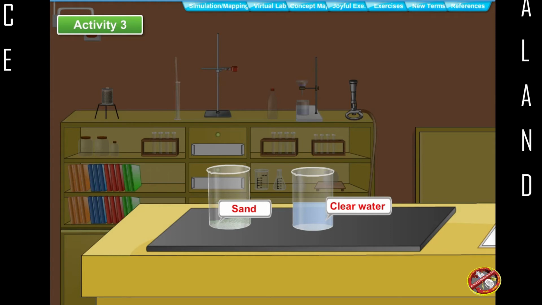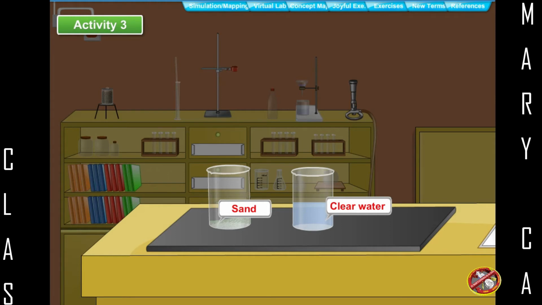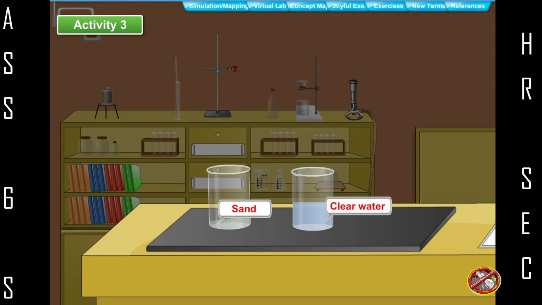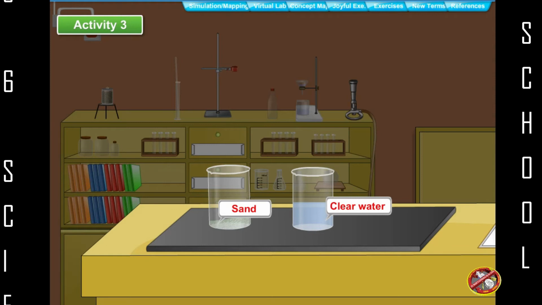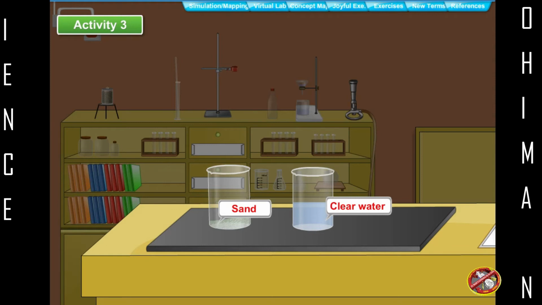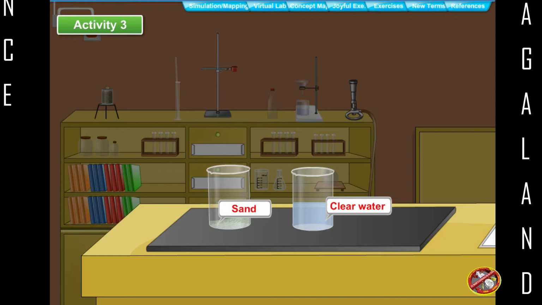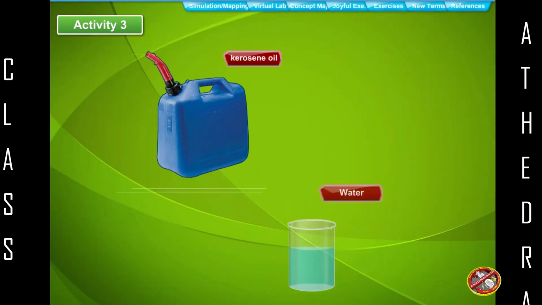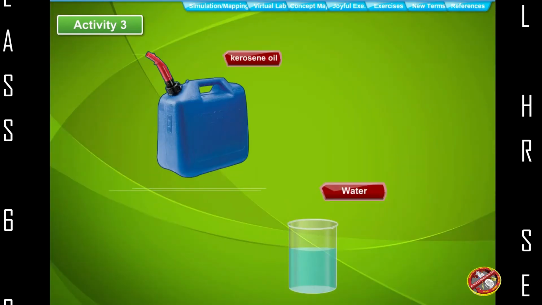The process of pouring out a clear liquid from a vessel after sedimentation without disturbing the sediment, heavy insoluble settled particles, is called decantation. The liquids that do not mix with each other and form separate layers are called immiscible liquids. Kerosene oil and water are immiscible liquids.